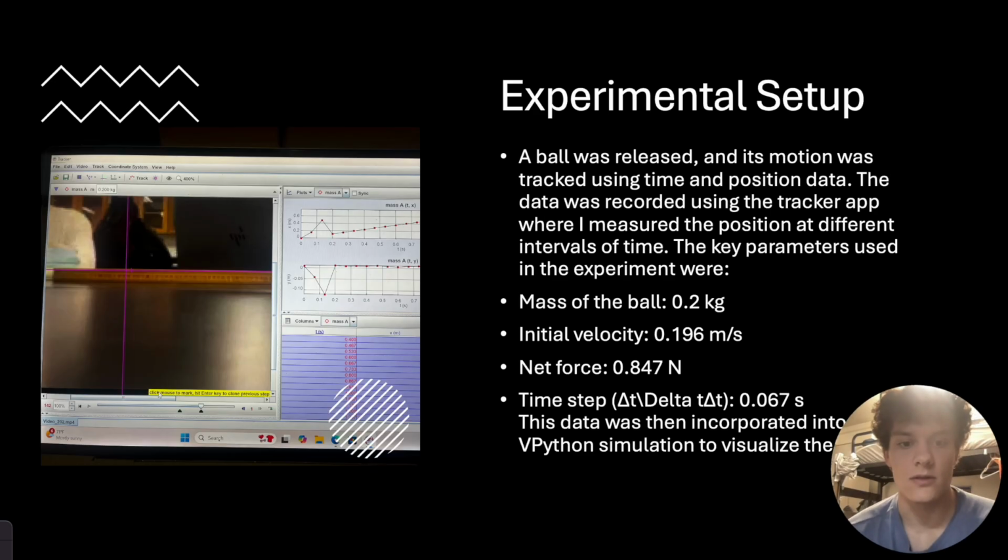Okay, so this was our experimental setup. We applied a force using our hand, and we watched the ball roll, as you saw in the video before, and its motion was tracked using time and its position. We then took the video and used the Tracker app given to us by our lab TAs, where it measured the position at different intervals of time.